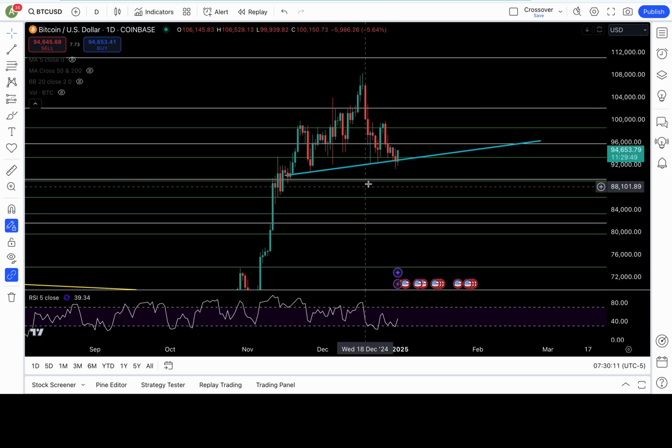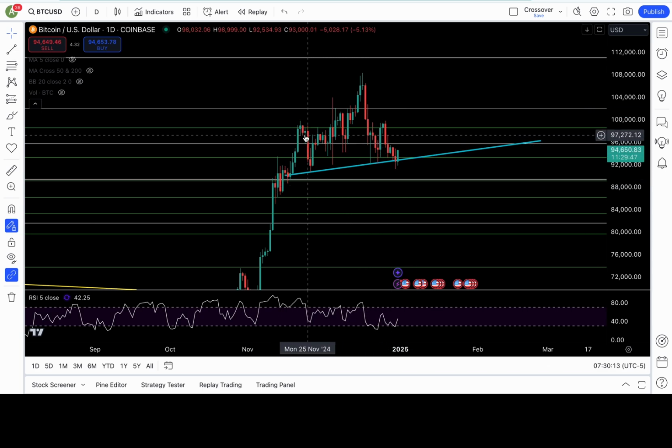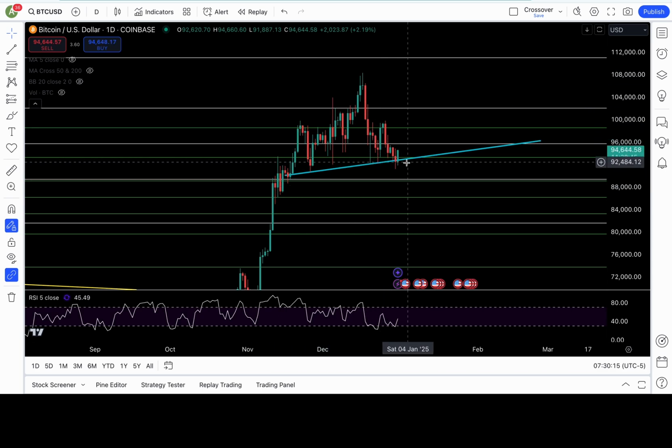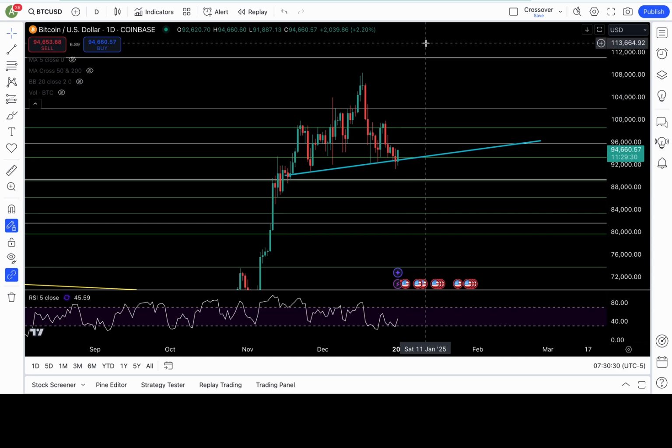Okay, and Bitcoin is still consolidating here. It's looking like a head and shoulders, but it did not break the neckline. Neckline's around 90K, 92K, 91K. So unless it breaks down, we could be setting up for a bounce. And if 96K, 98K, and 100K clears, it's going to be really bullish for Bitcoin.